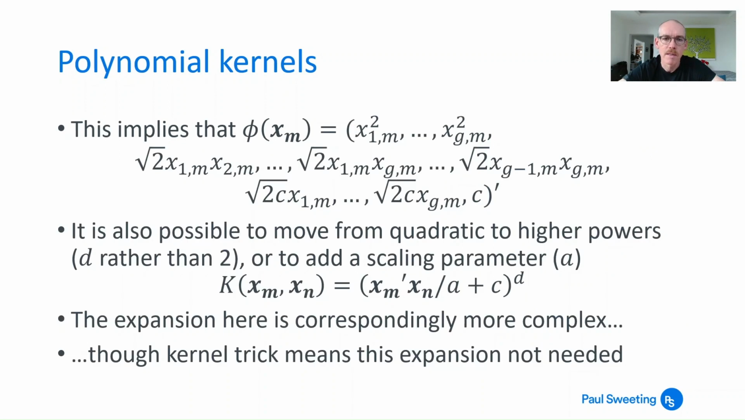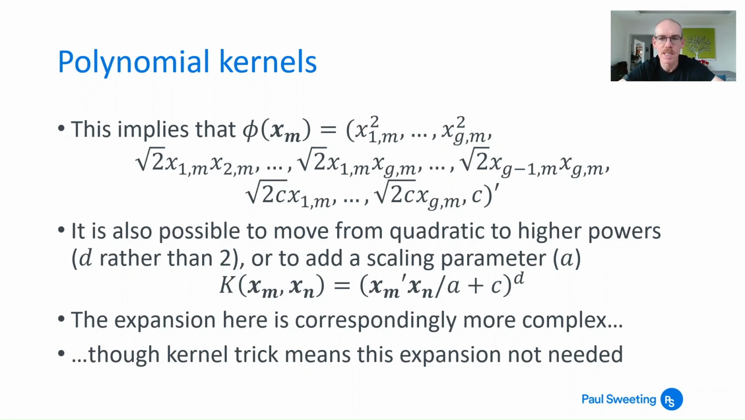So this implies that phi of xm is equal to this long transposed vector here: x1m squared, x2m squared, then all the rest up to xgm squared, root 2 x1m x2m, all the way up to root 2 x1m xgm, then from root 2 x(g-1)m xgm, all the way up to including root 2c x1m, all the way up to root 2c xgm, then c, transposed.